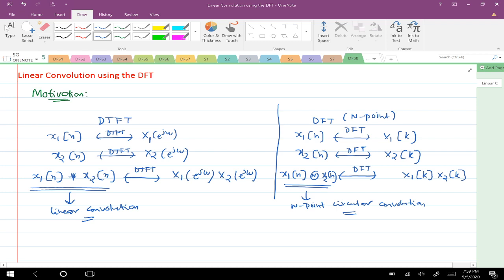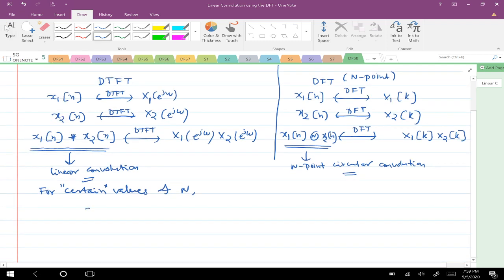We have not done it mathematically, but what we have seen in the couple of examples given as exercises in the previous module is that for certain values of N, which we have already seen, and we will come back to what exactly this certain is, the linear convolution, which is x1 of n convolved with x2 of n, is in fact equivalent to the N-point circular convolution of x1 of n with x2 of n.